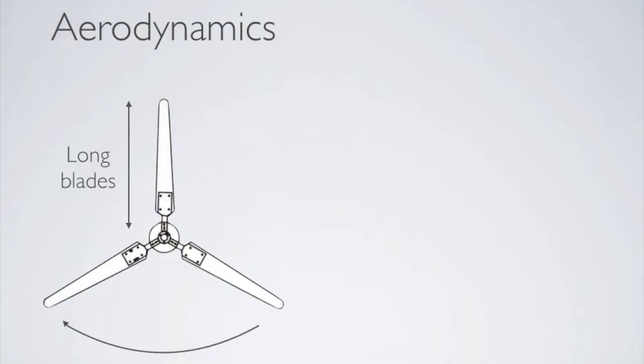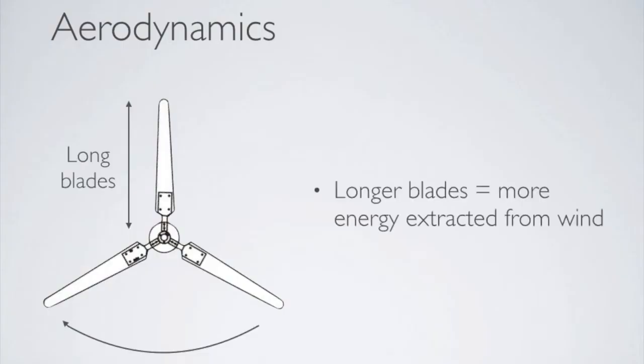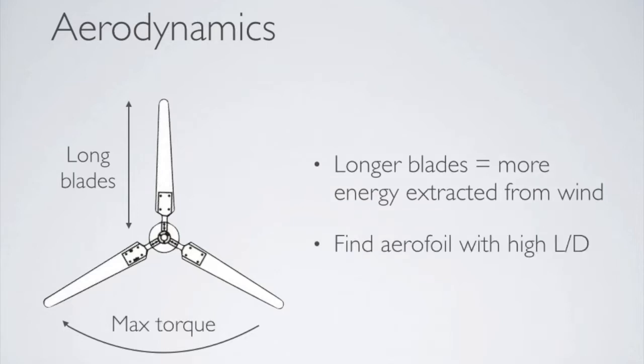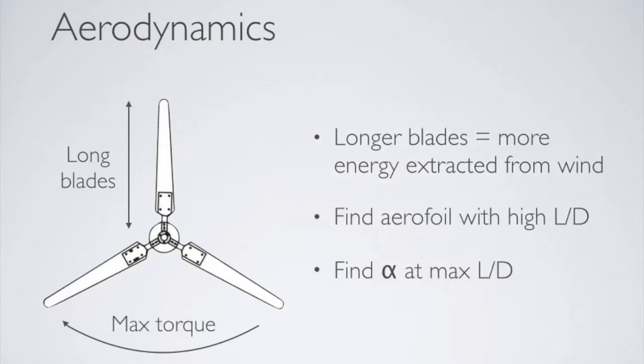From theory, we know that the longer the blade, the greater the amount of energy extracted from the wind. In order to maximize rotor torque, we had to select an airfoil with a high lift-to-drag ratio and then determine the angle of attack for which this ratio is maximized.